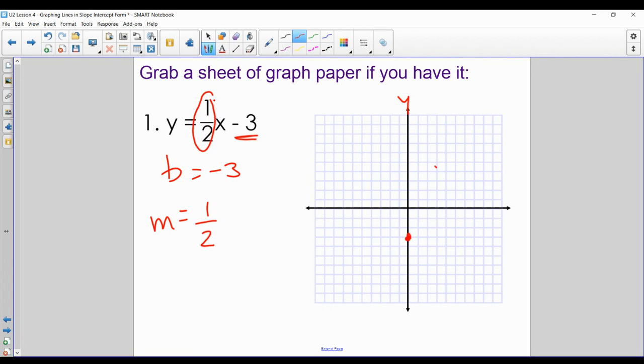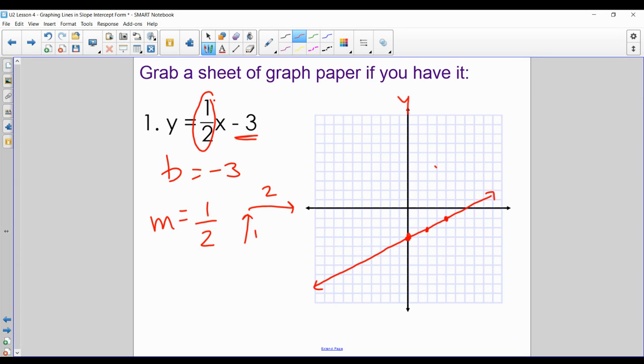of 1/2. Positive tells me I'm going to go up 1, to the right 2. So from that point on the y-axis, I'm going to go up 1 over 2. That's my first one. Up 1 over 2, that's what we were talking about. Do it twice so that I can get a good number of points. And then I'm going to draw the line through this. Better still if you have a straight edge, but I'm going to freehand these.